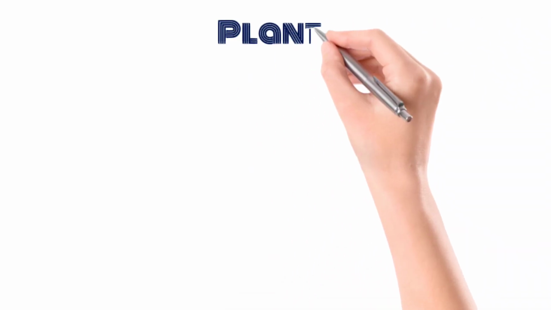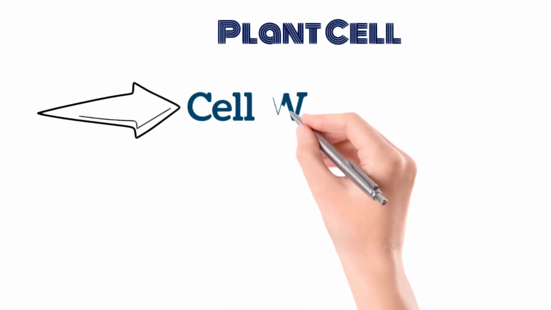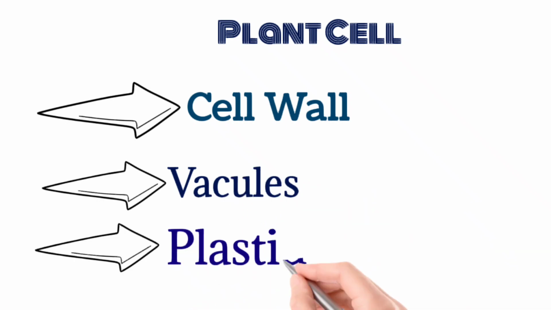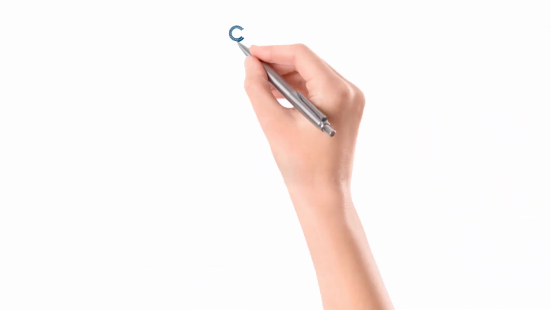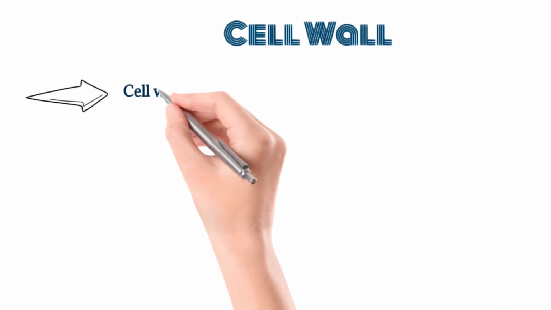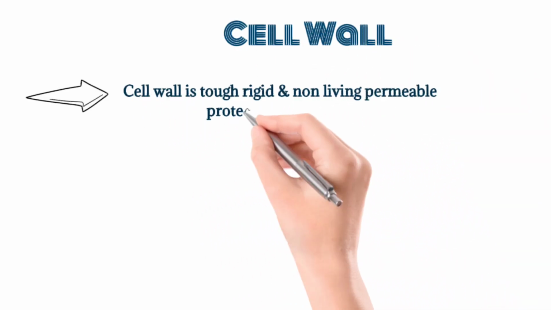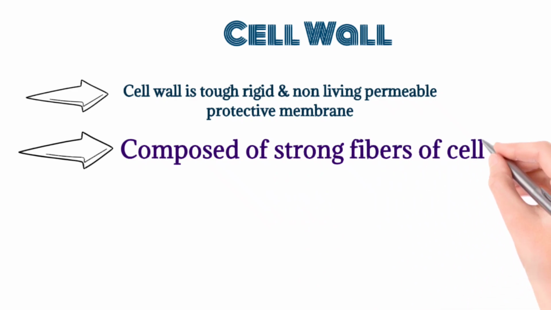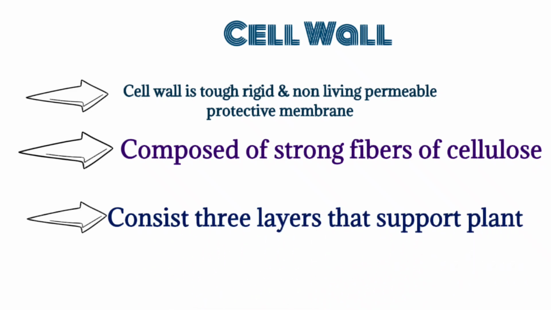So plant cells contain cell wall, another is vacuole, and last one is plastids. These are not present inside the animal cell. Number one is cell wall. Cell wall is a tough, rigid and non-living permeable protective membrane. Cell wall is composed of strong fibers that is known as cellulose. It consists of 3 layers that support plant cell.